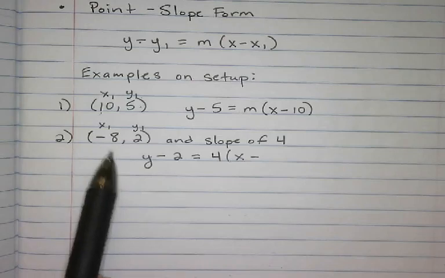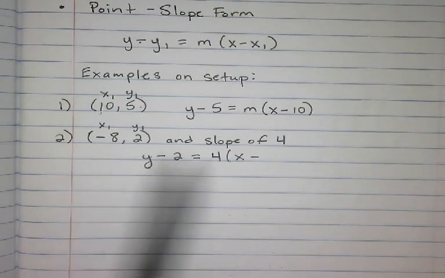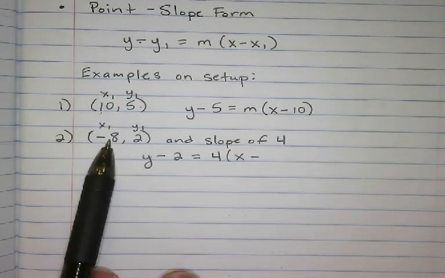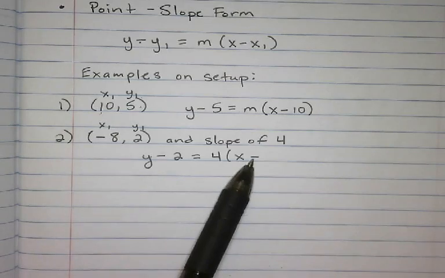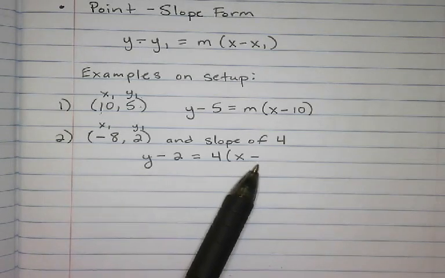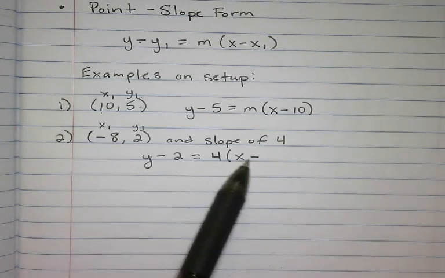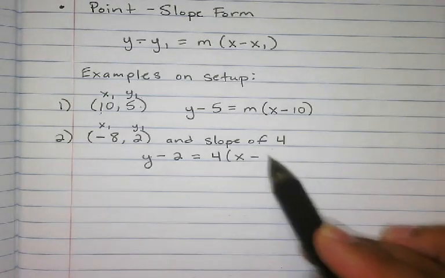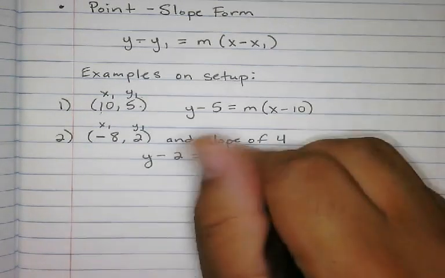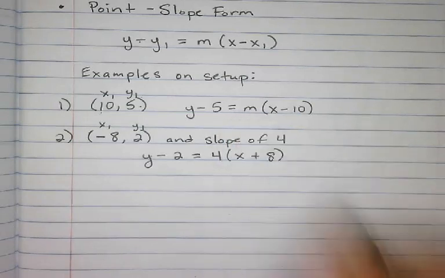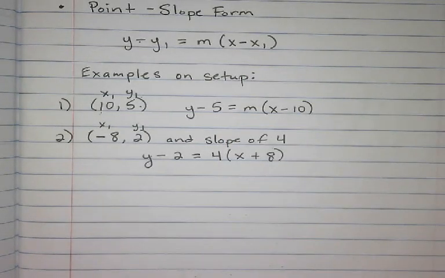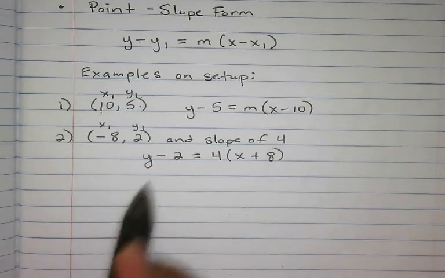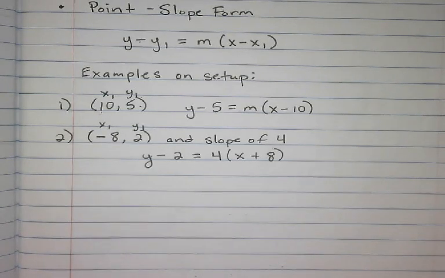If it's a negative, you will just change this to a positive. So if it's going to be a negative number right here, you change this sign to a positive. So plus 8 is what it would look like. And that's it. That's what your point slope looks like.